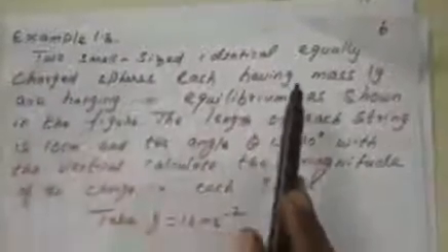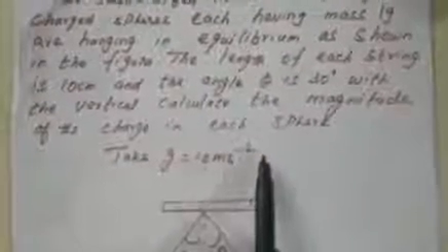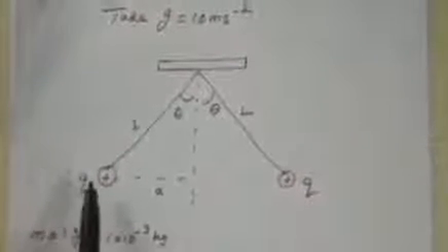Example 1.3. Two small sized identical equally charged spheres, each having mass 1 gram, are hanging in equilibrium as shown in the figure. The length of each string is 10 centimeter and the angle theta is 30 degree with the vertical. Calculate the magnitude of the charge on each sphere. Take g is equal to 10 meter per second square. When hanging, the two charges have equal value, both are positive charges, so they repel each other.